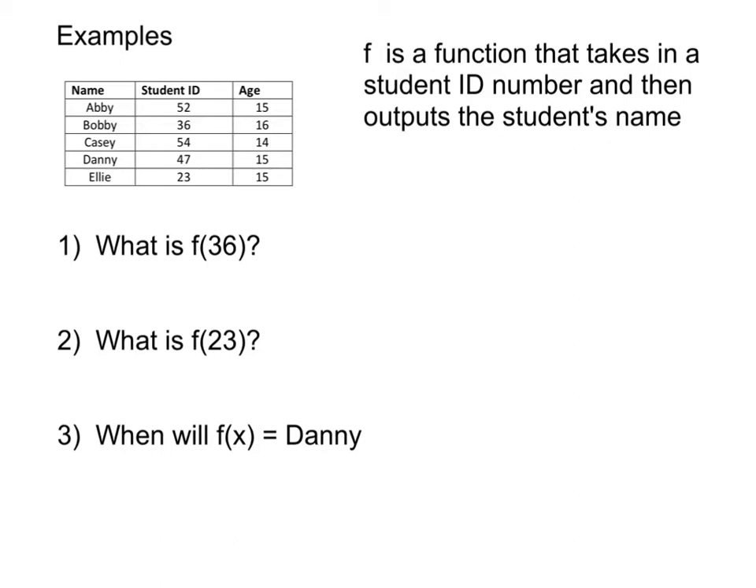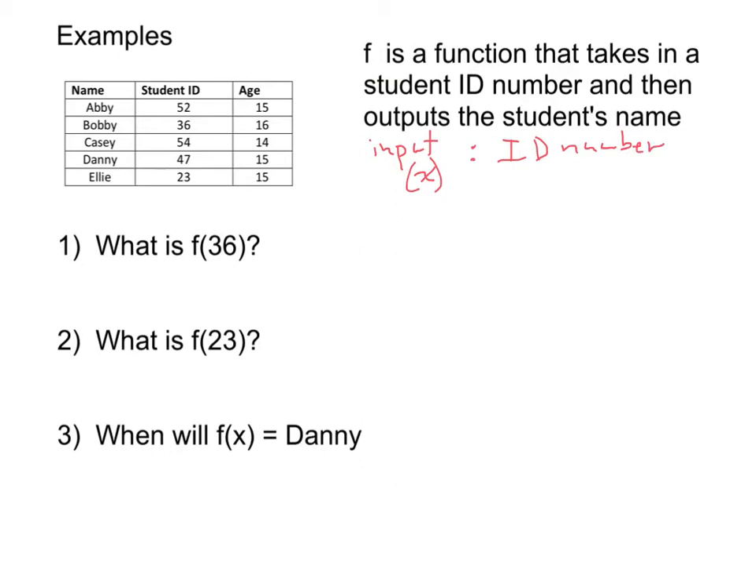Let's say we have a function here. Let's say that f is our function, and f is a function that takes in a student ID number and then outputs the student's name. If you put in an ID number, it will output that student's name. Let's make sure we understand what's going on here. Our input, remember, input is the x. Our input, or x, is the ID number.